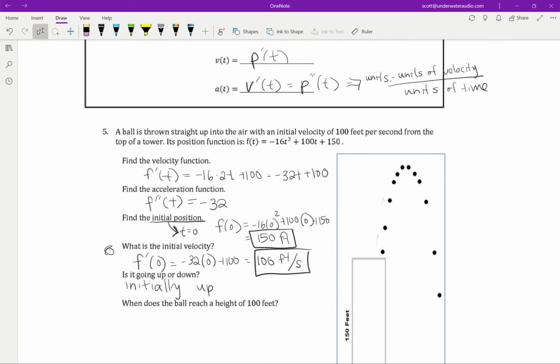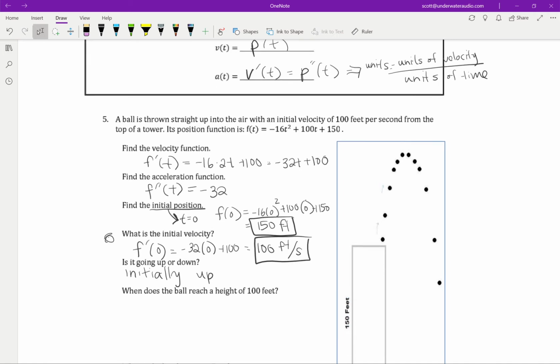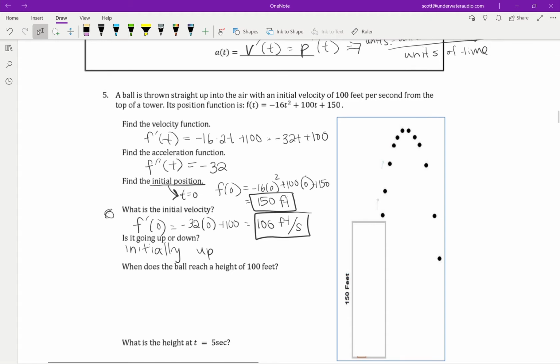When does the ball reach a height of 100 feet? Okay, so its initial height is 150 feet. So actually this picture over here is very helpful. I did not make this graphic. I think I've said before that this is not my note set. Well, it kind of is. I have made it my own font and updated a couple of things, but this picture I didn't do.